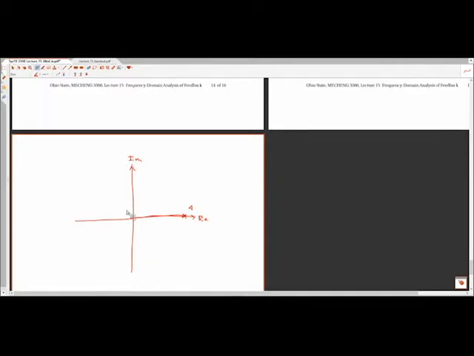I'm going to draw the unit disk on this because that's going to be important for us to understand the system in terms of gain margin, phase margin. So this would be a disk with radius 1.